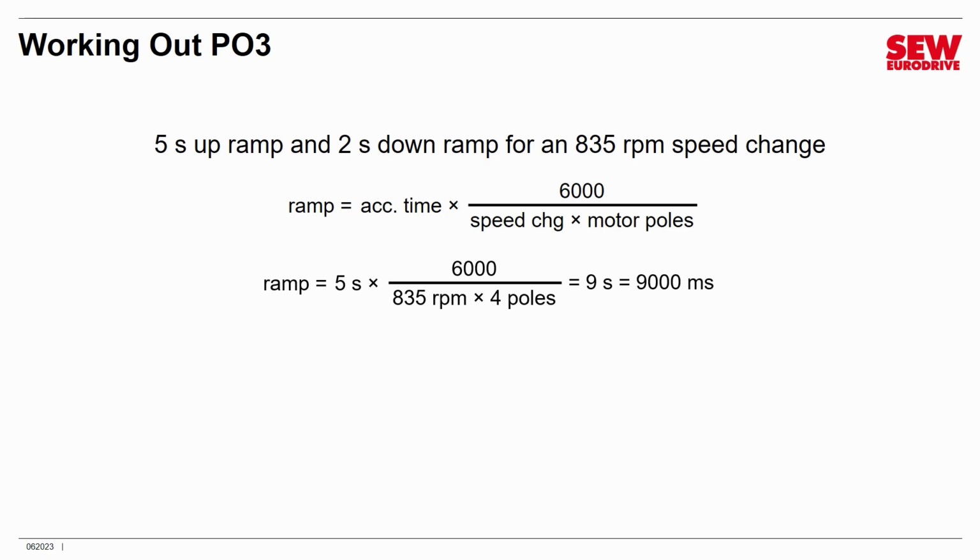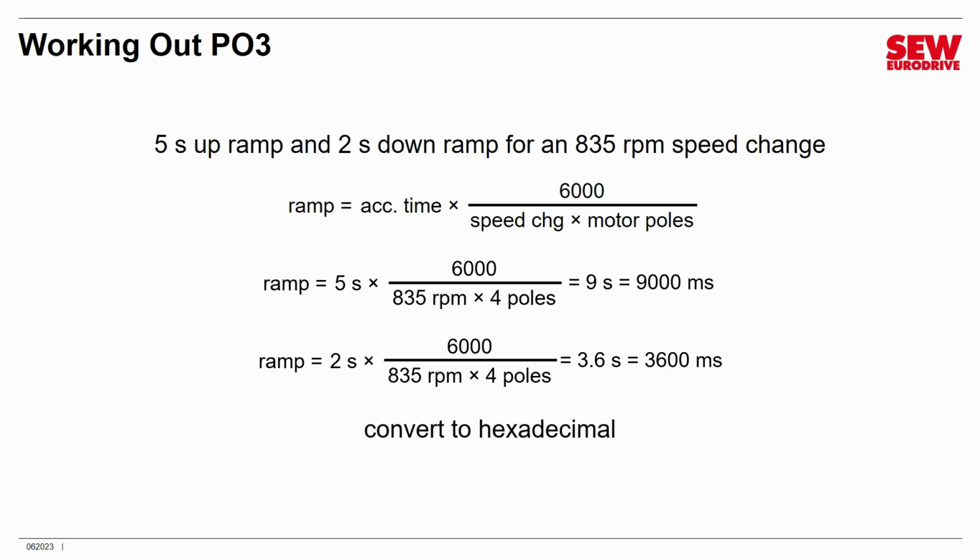And that gets us an answer of 9 seconds, which is equal to 9,000 milliseconds. Our 2-second ramp, same calculation with just one number different, gives us an answer of 3.6 seconds or 3,600 milliseconds. So we convert those two numbers to hexadecimal now. 9,000 in hexadecimal is 2328, and 3,600 is 0E10. And that gives us PO3, our acceleration and deceleration values. So let's go ahead now, get our MOVIMOT configured, fire up the Ethernet Master Simulator, and test everything out.